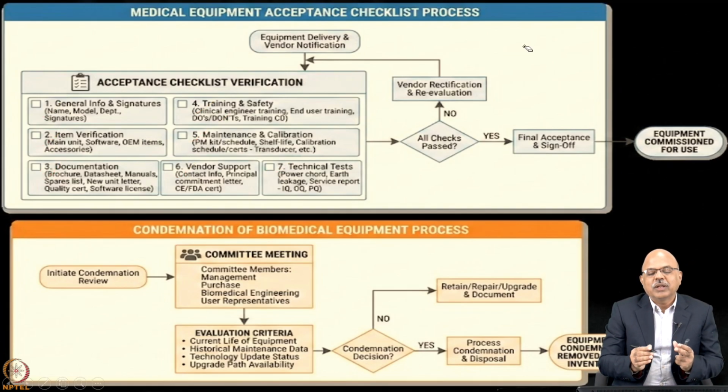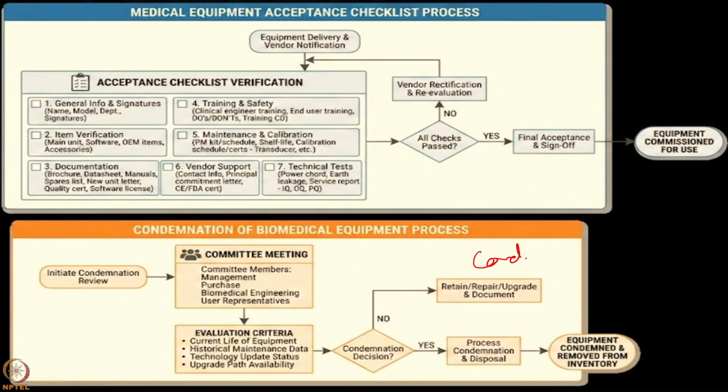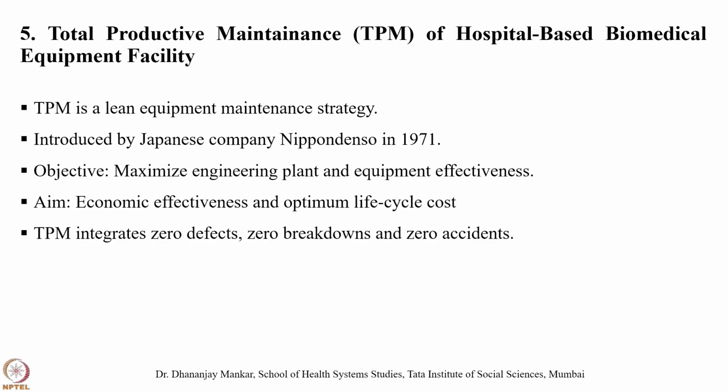The condemnation of the biomedical equipment is also where you emphasize more on the condemn policy, or how your hospital is working on the condemn. You need to have a meeting for that, evaluation criteria needs to be done, and the condemnation decision is taken whether it is yes or no. If it is yes, process condemnation and disposal, and if it is no, retain, repair and usable from those documents, because most hospitals deal with this with the lack of a policy for that, or you need to review what was there previously and what you need to do in the later part.